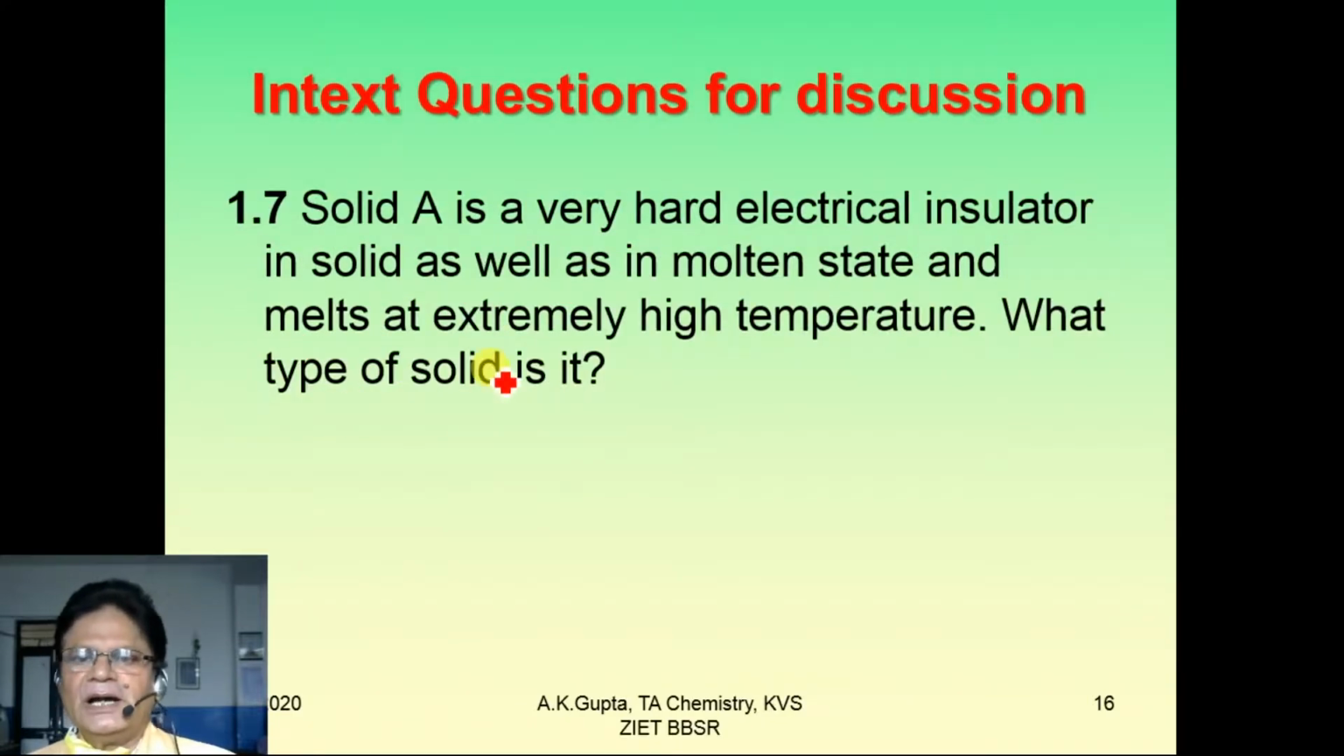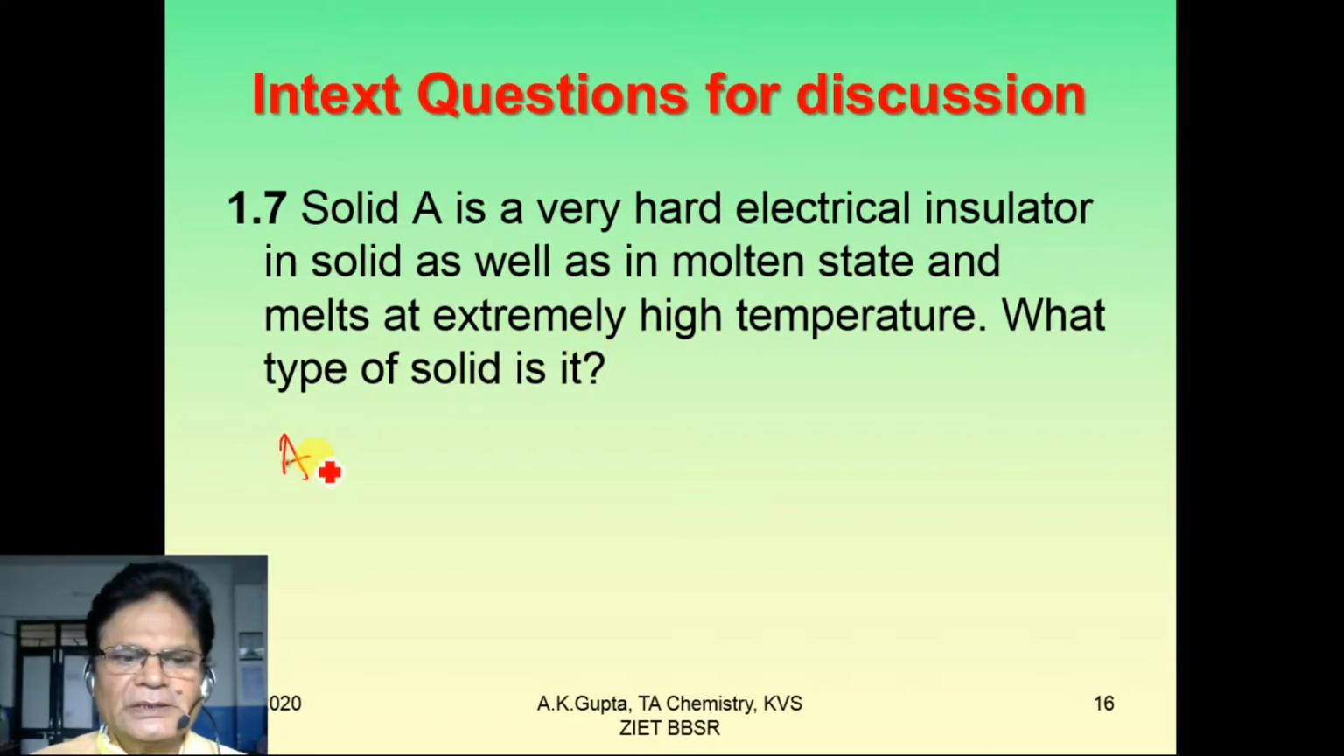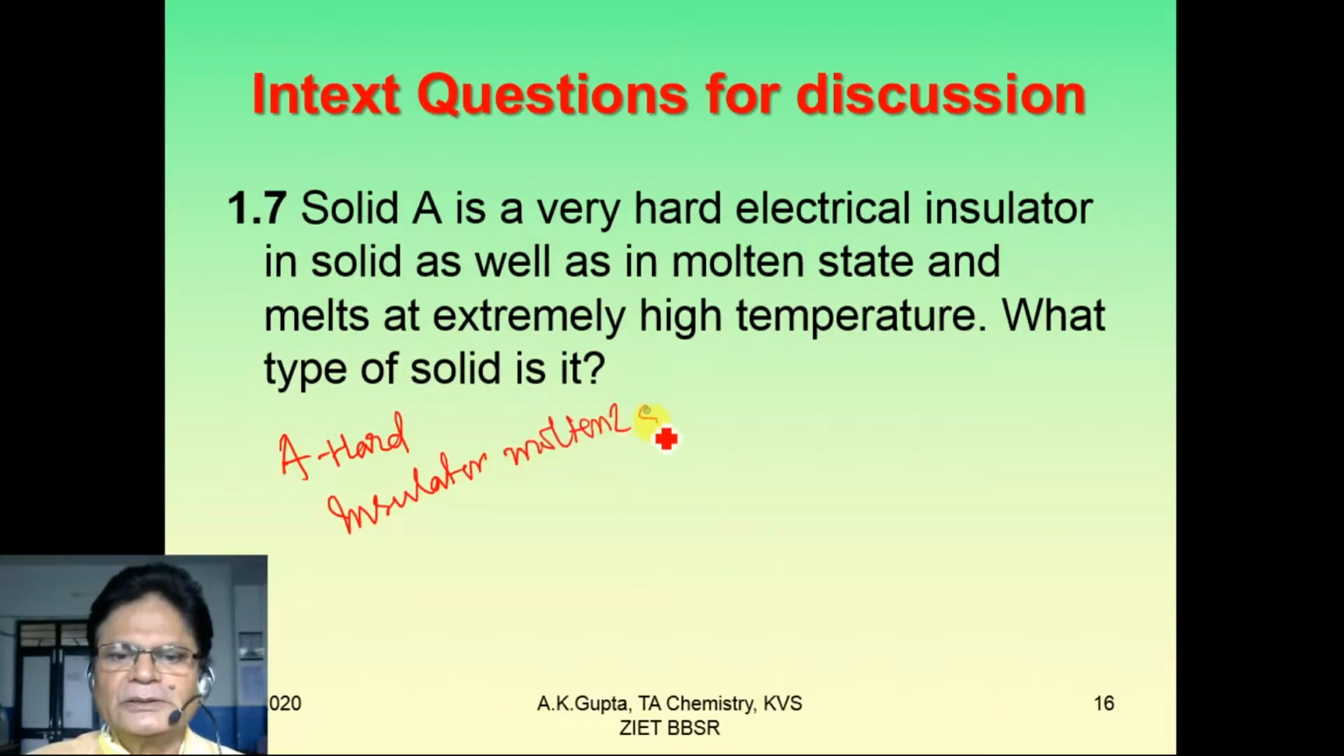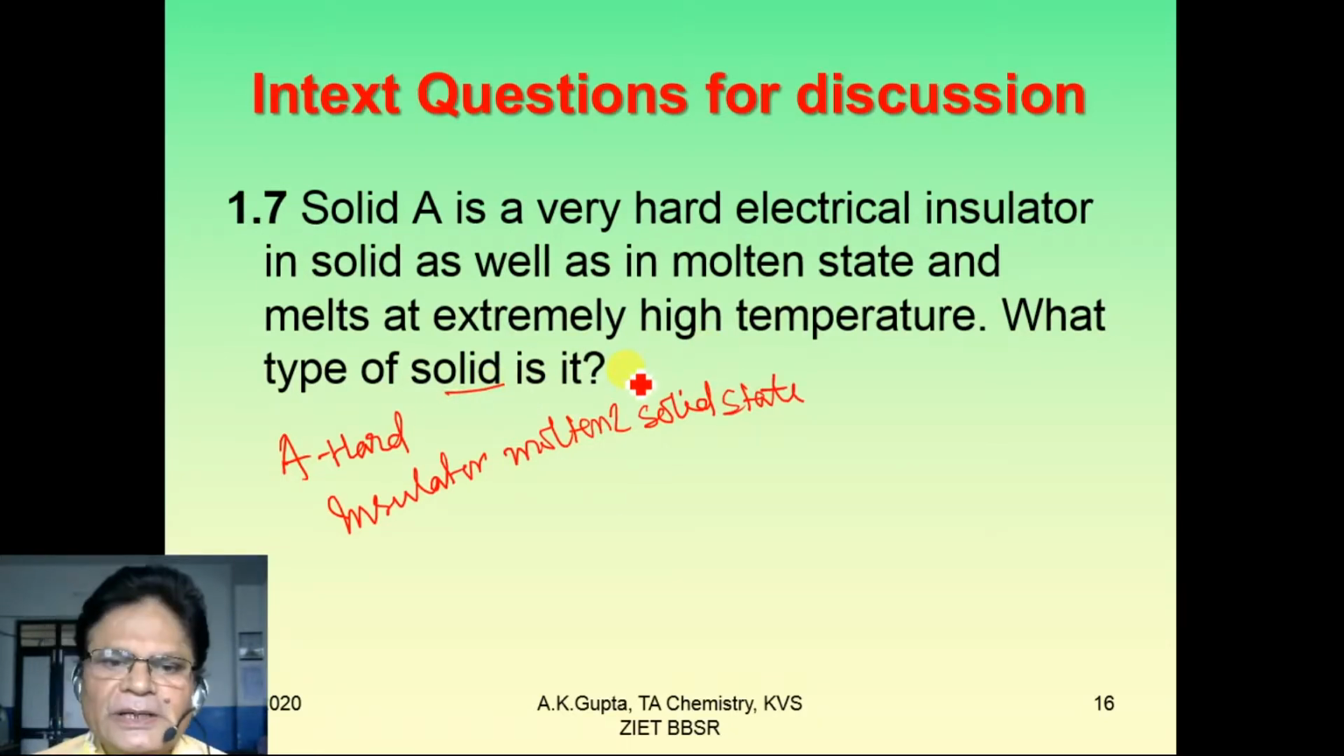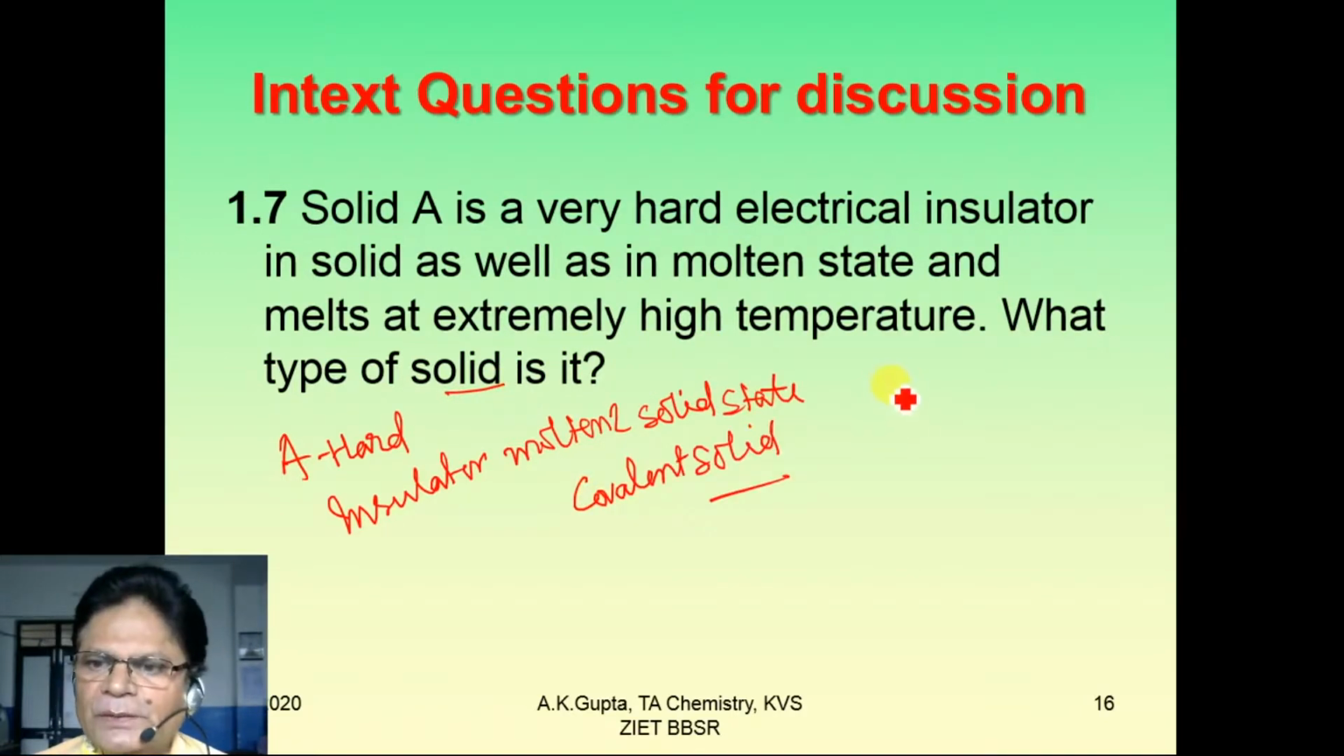Solid A is very hard, an electrical insulator in solid as well as in molten state. So A is a hard insulator in molten and solid state and melts at extremely high temperature. So what type of solid is it? It is covalent solid. Covalent solids have very high melting point, they melt at extremely high temperature, right? So this is covalent solid.